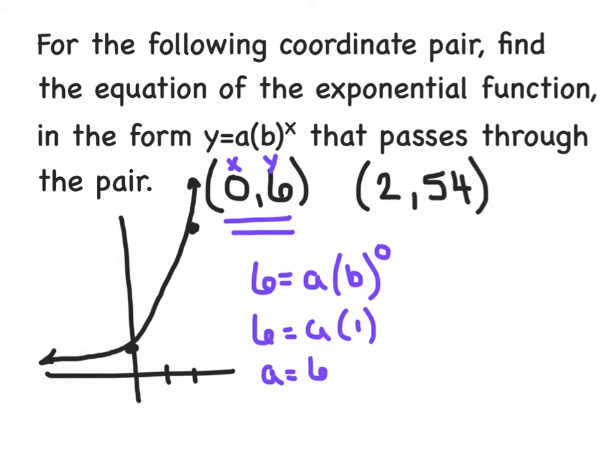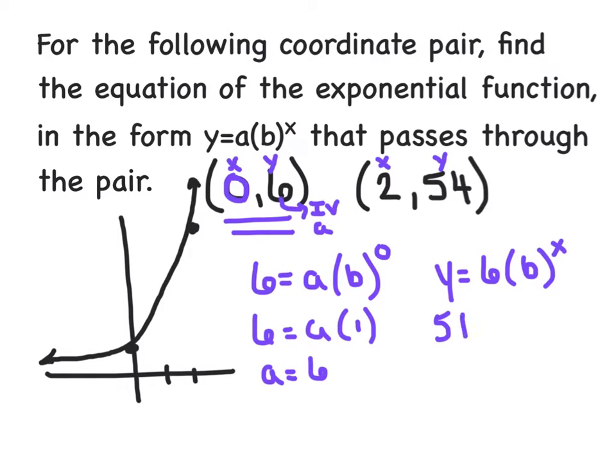So the fact that one of our ordered pairs had an x-coordinate of 0 was extra special, and that's why we're doing this one first. Once you see a 0 here, you know that the 6 is what we call the initial value, and the initial value is always the value of a automatically. So we automatically know that y equals 6 times the unknown value of b raised to the x power, and now I'm going to substitute the 2 for x and the 54 for y, and we'll see if we can solve for b.